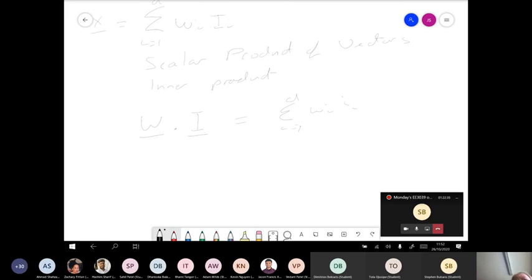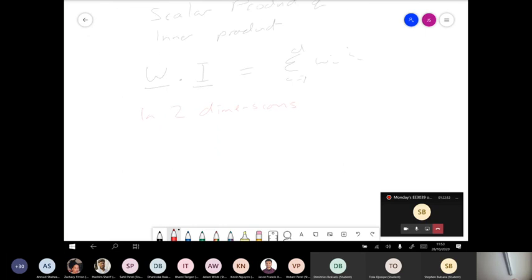Right, now in 2 dimensions, we have an alternative representation of the scalar product, and it's useful because we can draw it in 2 dimensions and see what is happening. So in 2 dimensions, W dot I, the summation of product pairs, equals the mod of W, the mod of I, cos theta. And I hope you are familiar with that from your mathematics knowledge.